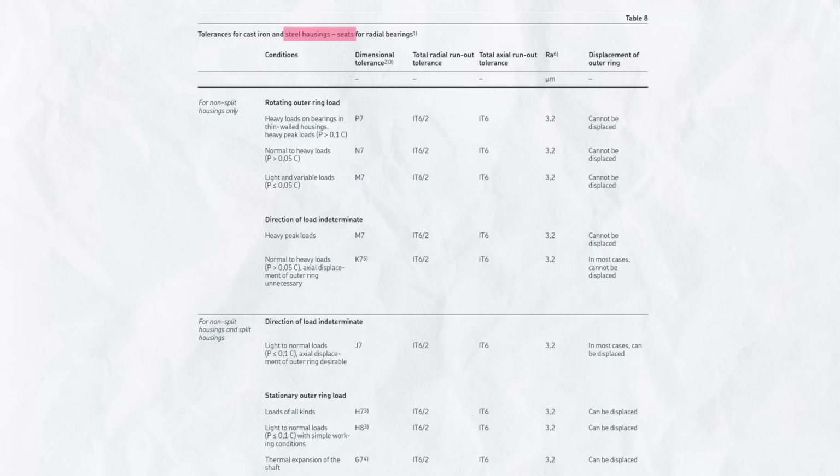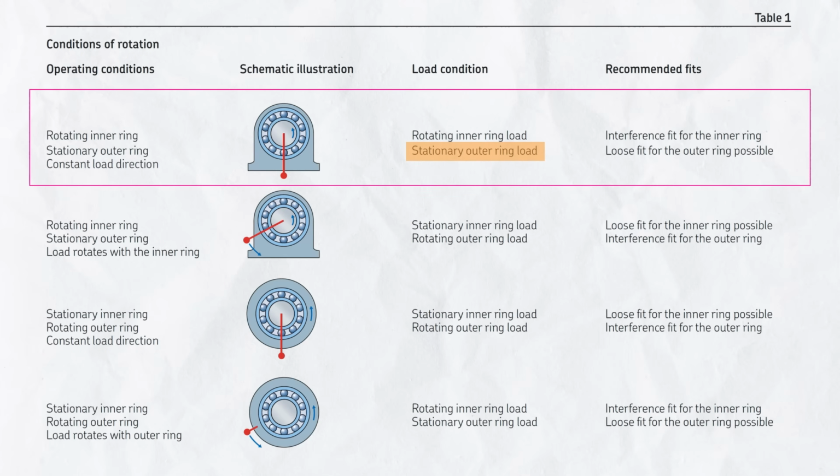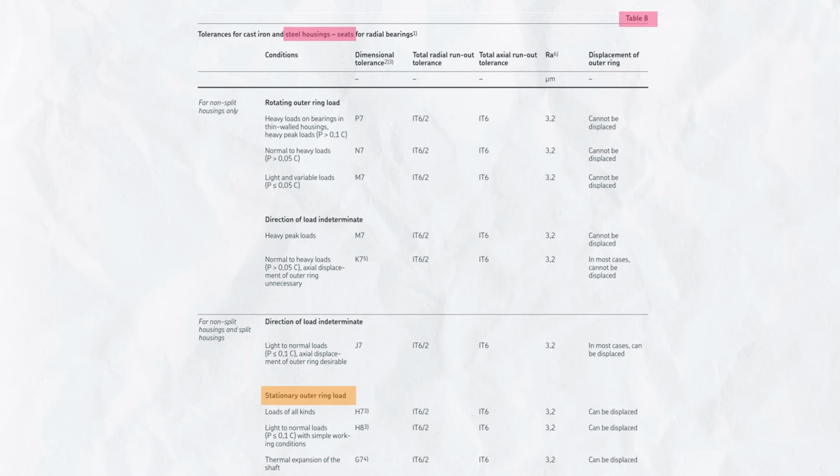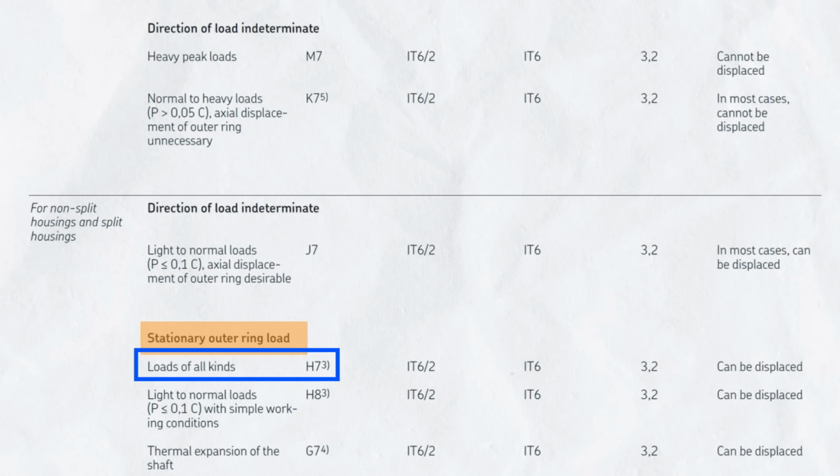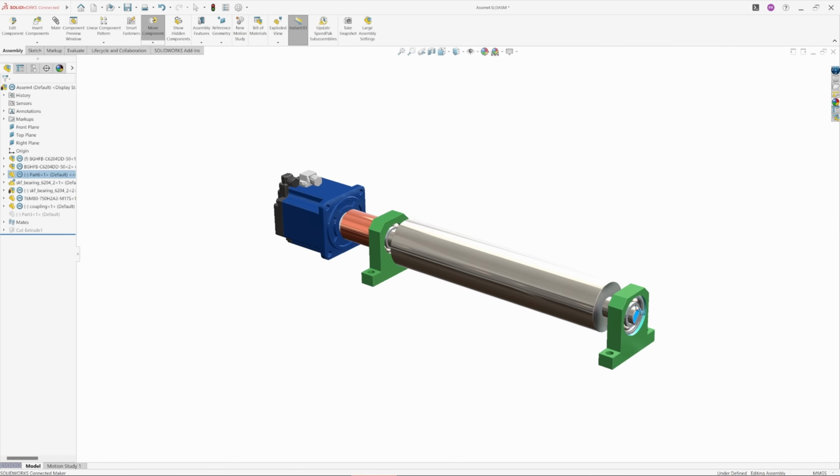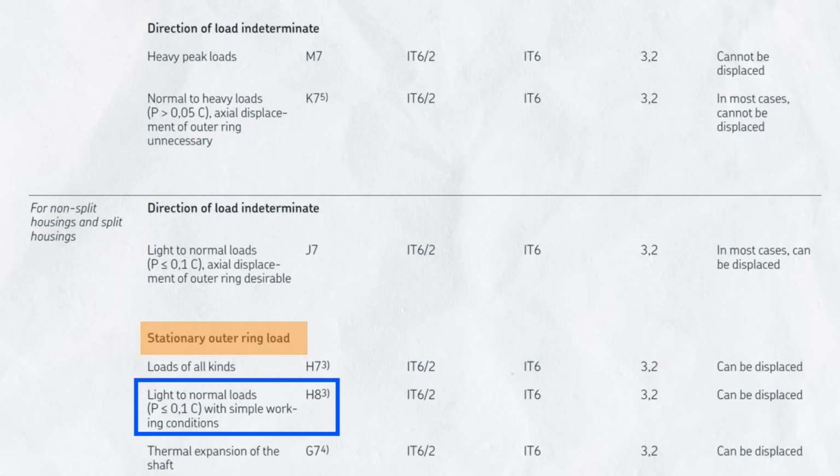Now let's select the fit for the housing seat, table number 8. The load on our bearing outer ring is a stationary outer ring load. In this table, for all kinds of load, we can select H7, and for light to normal load, P less than 0.1 C, with simple working condition, we can select H8. H8 is a little looser fit as compared to H7.